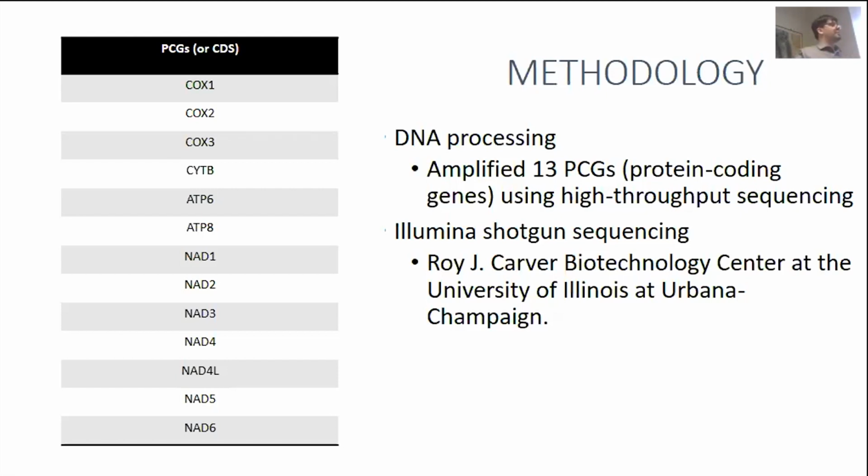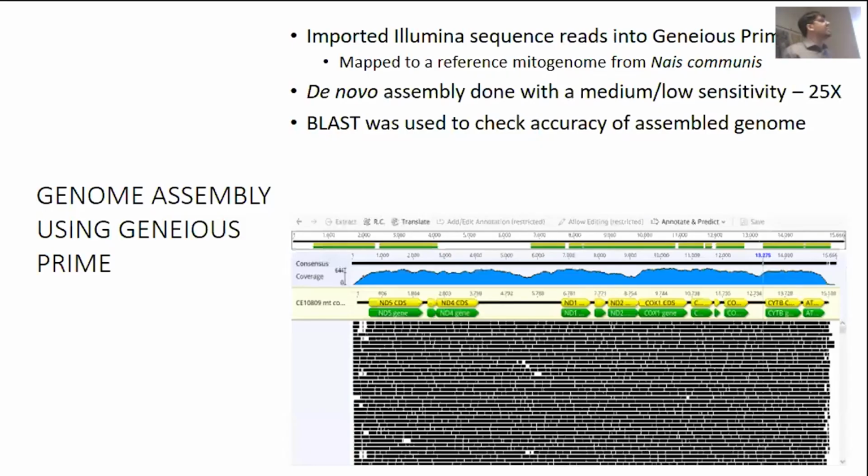So we send all our samples out, and they bring the sequences back to us, and then we fully assemble them. We import those sequences from Illumina, the sequence reads, into Geneious Prime. We wanted to map them to a reference mitogenome, particularly from Nais communis, because it was the only Naidine worm available, just to give you an idea of how understudied these worms are. We did the de novo assembly with medium to low sensitivity, about 25x, to make sure that all of the sequences ran pretty well. And then to confirm everything, BLAST was used to check the accuracy of the assembled genome.